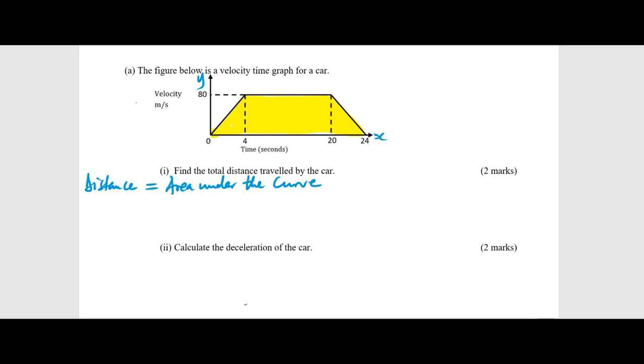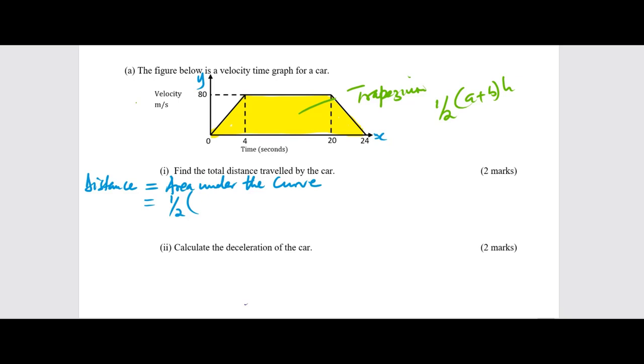Now this one is in the shape of a trapezium. The area of the trapezium is obtained by half times (A plus B) times h. That is how we obtain the area of the trapezium. When you get this area, that will give us the total distance traveled by the car. So we proceed.